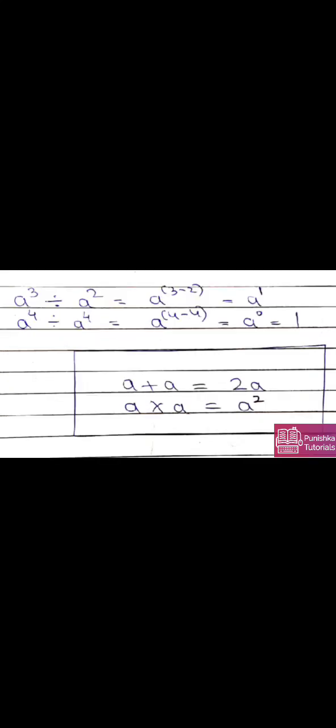Now let us see the division. a cube divided by a square. If you remember the laws of indices, when a raised to the power m is divided by a raised to the power n, according to laws of indices, it will be equal to a raised to the power m minus n. So here a cube divided by a square will be a raised to the power 3 minus 2, which is equal to a raised to the power 1.